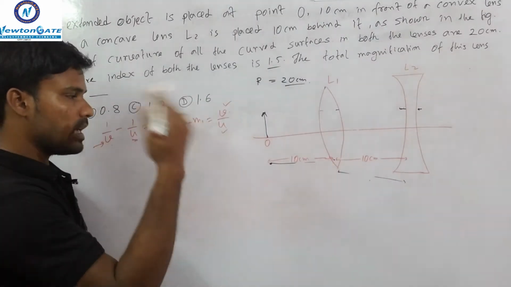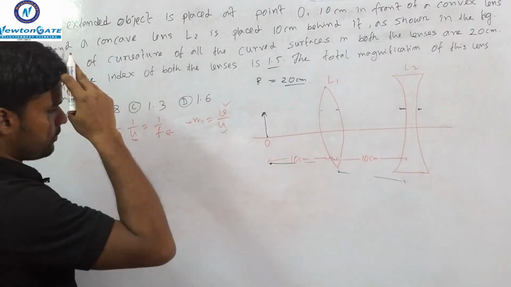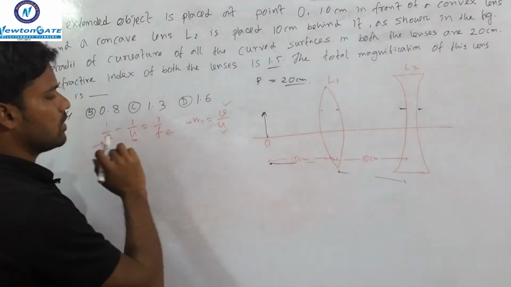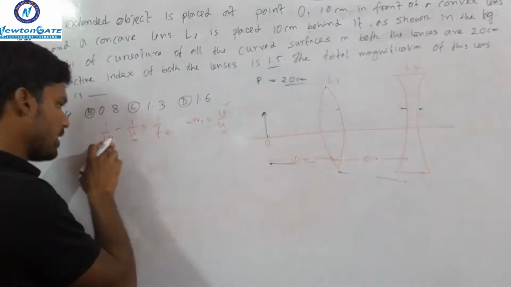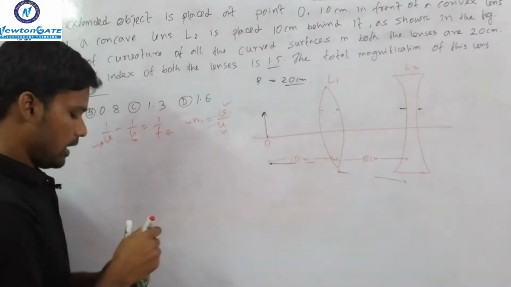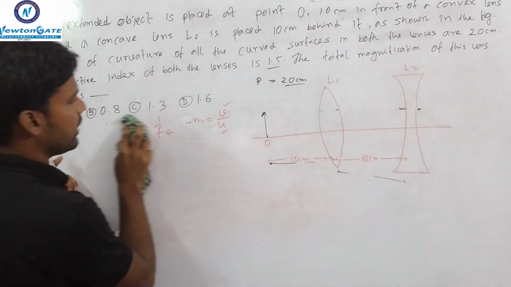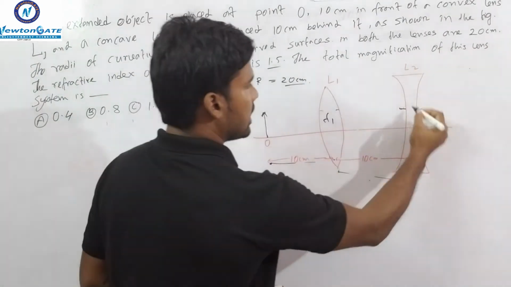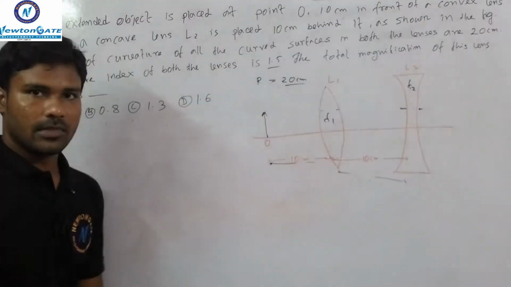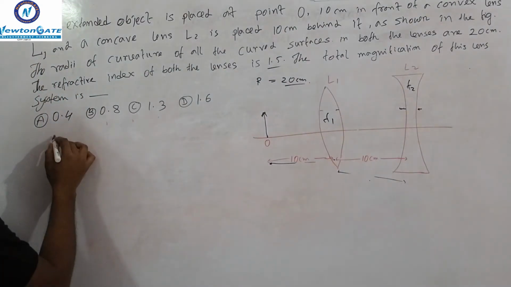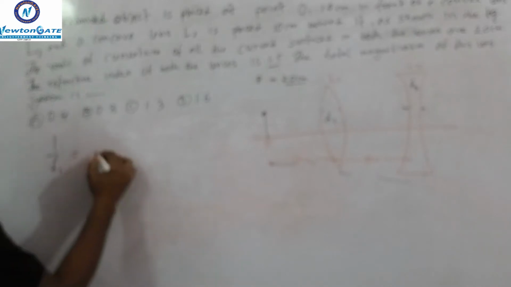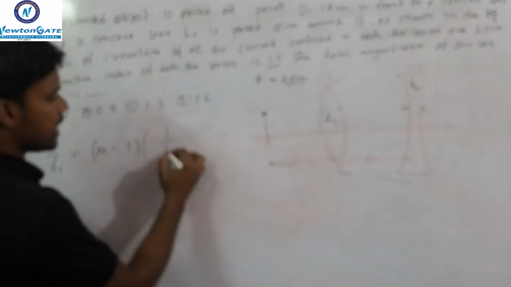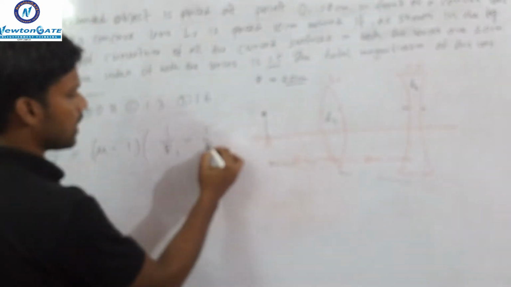Similarly for lens 2, for magnification you can easily find U, but to find V you have to find F. So first of all we are going to find F1 and F2 for these two lenses, that is F1 for the first lens and F2 for the second lens, right? So using the lens maker's formula, F1 equals to mu minus 1, that is refractive index minus 1, into 1 by R1 minus 1 by R2.